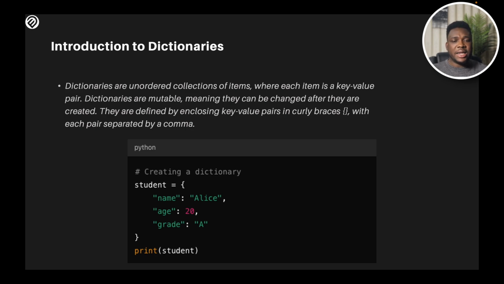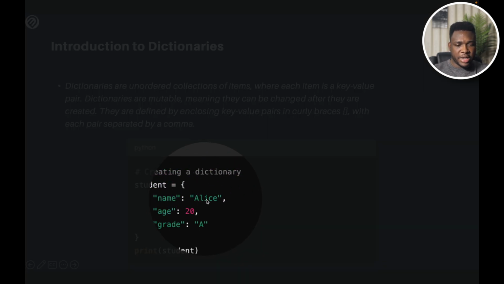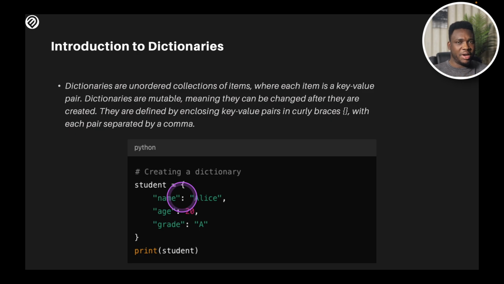Dictionaries are mutable. What it means is that they can be changed after they are created. They can be defined by enclosing key value pairs in curly brackets. For tuples it's parentheses, but for dictionaries it's curly brackets, with each pair separated by a comma. There's an example here on the screen. I'm creating a dictionary called student. The name is the key, while Alice is the value. Age is the key, and 20 is the value. Grade is the key, and A is the value. You can see the key value pair relationship. Anywhere you have a key, you would have a corresponding value.